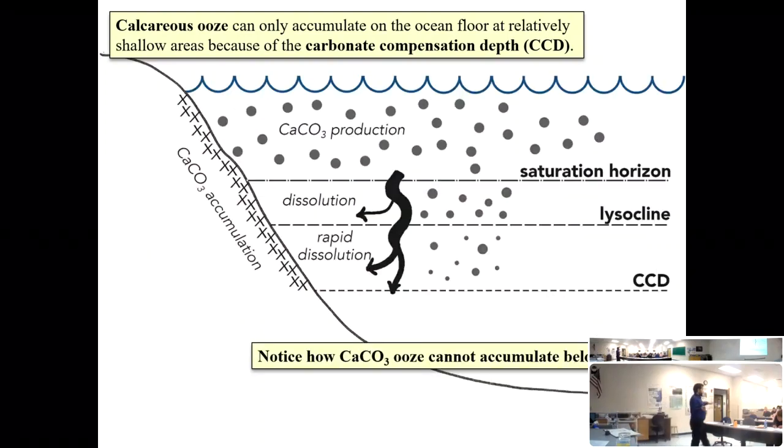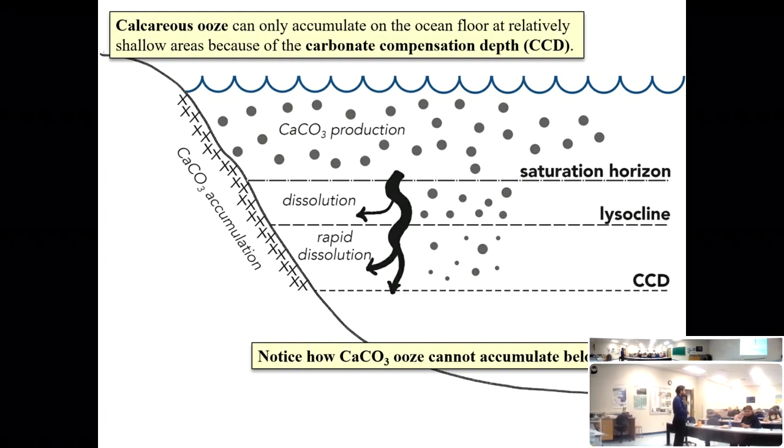So in the photic zone where there's a lot of sunlight, plankton is doing its photosynthesis, producing the calcium carbonate shells. Those organisms die, their bodies sink. Now in relatively shallow areas, you can accumulate the calcium carbonate. You see that? But if you get too deep, you hit the CCD. And now calcium carbonate ooze cannot accumulate below the CCD line. Do y'all follow? Does this all make sense? Good?